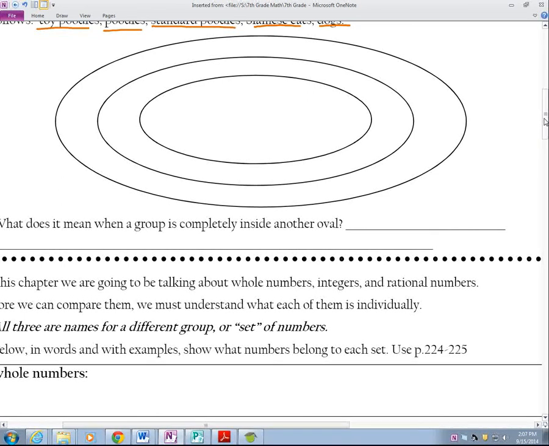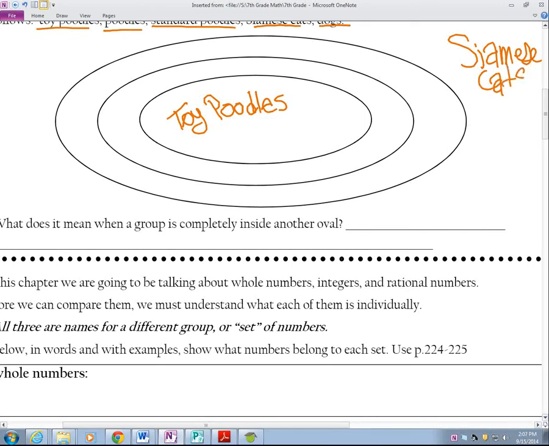Okay, what's the most specific? Charlie? Yes, toy poodles. Where does cat fit in with classification of dogs? Okay, outside. Lainey just said it. She already got it. Siamese cats. It's not even a dog. Quiet, please. Siamese cat is not a classification of dogs, so it goes outside the circle.